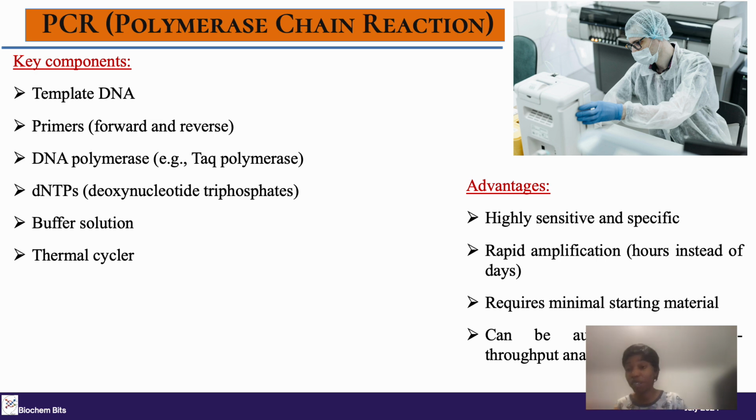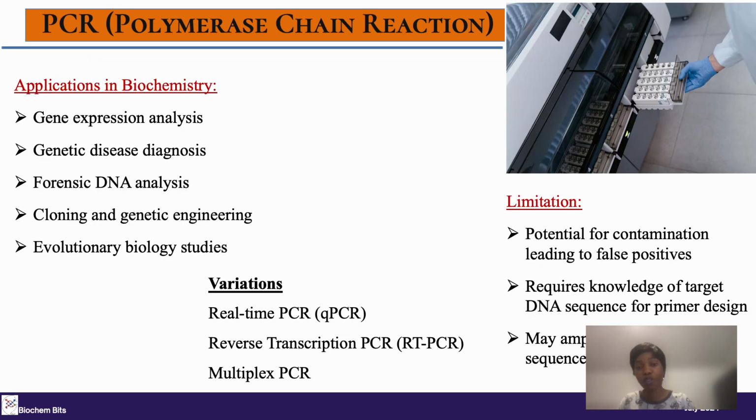So it requires more meticulousness, and you need to pay more attention to it. It also requires minimal material. That's very important. You don't need to take so much material to get what you really want. It will amplify by itself and help you achieve what you really want. For example, in gene expression analysis, genetic disease diagnostics like identifying single nucleotide polymorphism, mRNA expression level, forensic DNA analysis like identifying who, gene mapping, cloning and genetic engineering, and evolutionary biology studies.